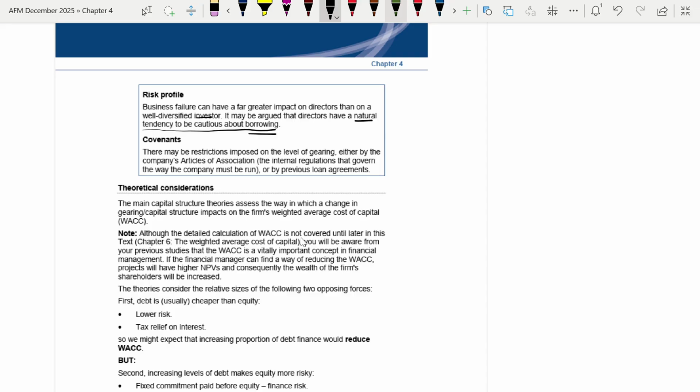There are some restrictions imposed, either internally or by agreements. The management or the shareholders will say that you cannot borrow more than 40%. If that is already there, then automatically you have to work within those constraints. You cannot breach those constraints.